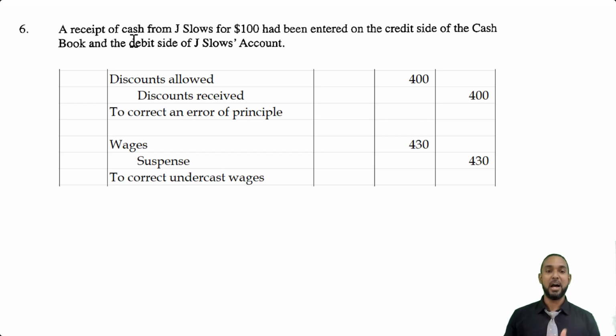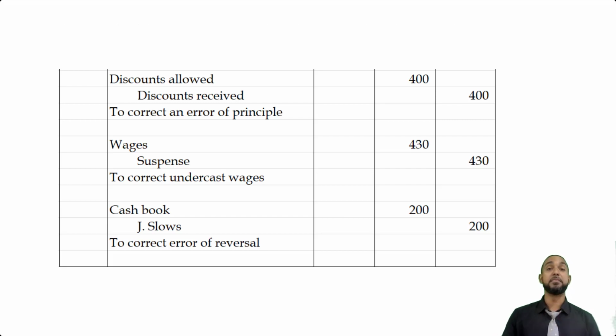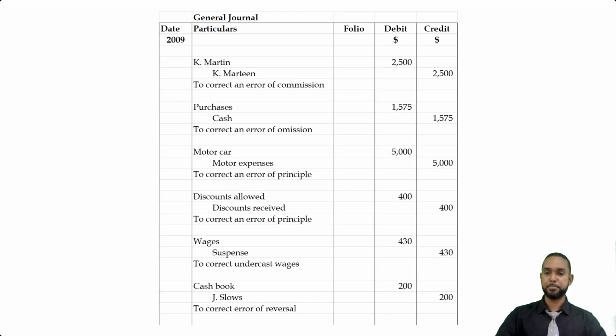So in all, we're going to debit cash book and credit Slows for 200, double the amount. So we're going to say debit cash book for 200, credit Slows for 200, and that's to correct an error of complete reversal of entries. Okay, so that's part A. Part B wants us to correct net profit. Let's take a look at that.